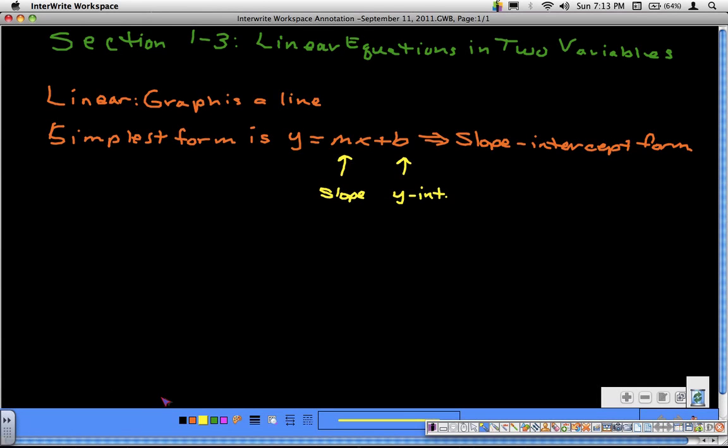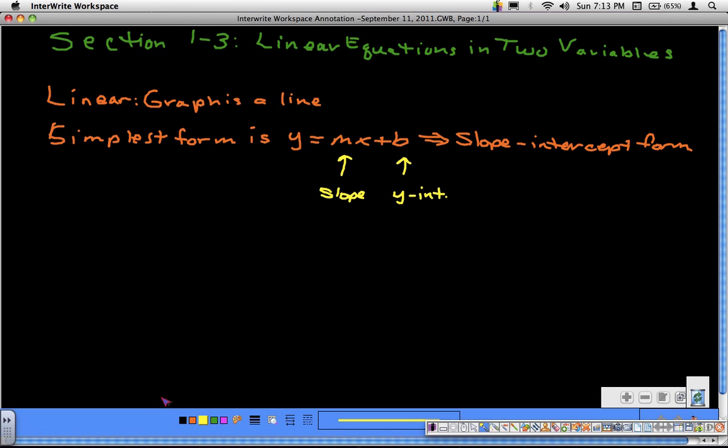Section 1.3, linear equations in two variables, basically deals with what it says. Linear equations, or anything that's going to graph a line. And in two variables, kind of the standard that we always run into, x and y, two different variables.